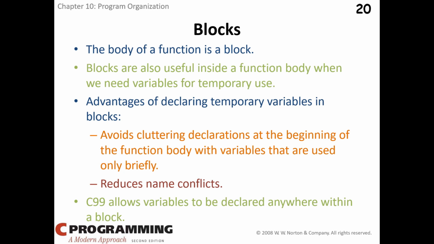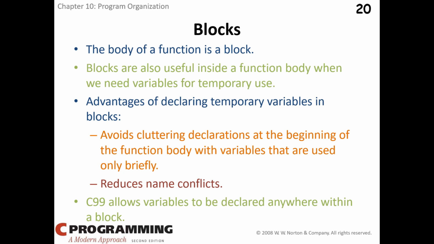In C programming, the body of a function is essentially a block. This means that we can declare variables and execute statements within the function body just like we would within any other block of code. Blocks are especially useful inside function bodies when we need to use temporary variables for a specific task. Declaring variables within blocks allows us to keep the function body organized and efficient.